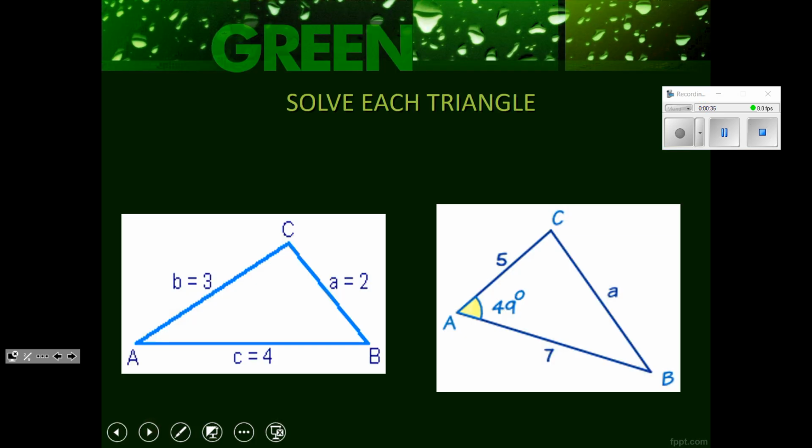So, here's what we're going to talk about. I want you to solve each of those triangles using what you know. So, can you use, first of all, our right triangles? Because have I told you these are right triangles? No. So you can't use the right triangles. Could you try to use the law of sines?